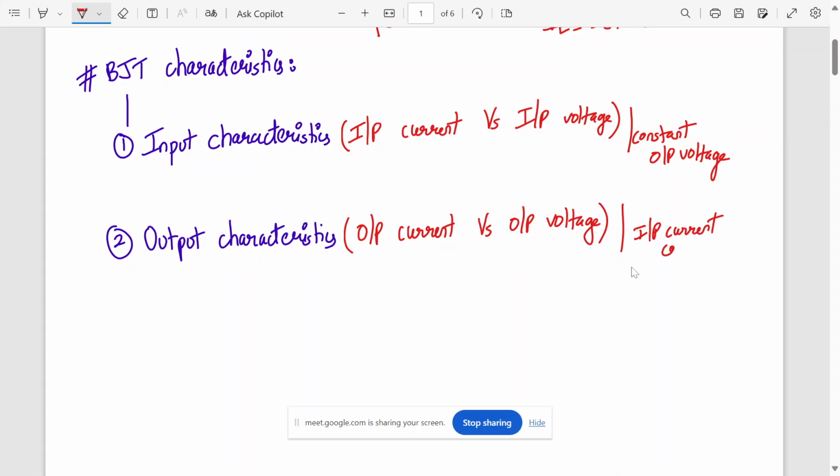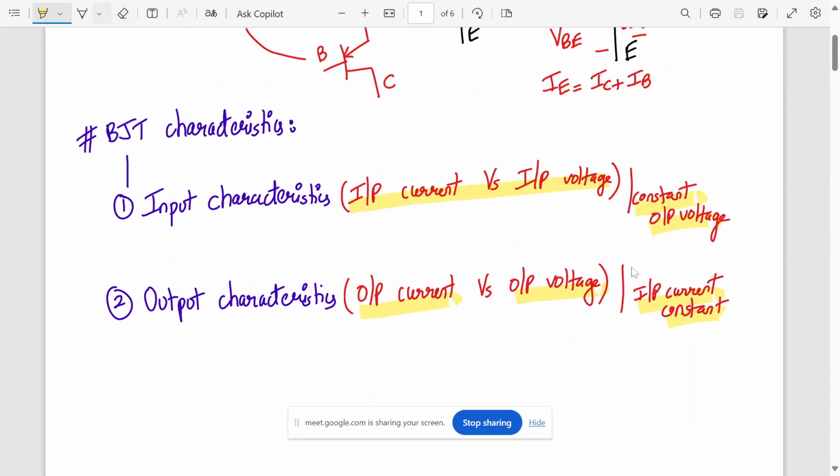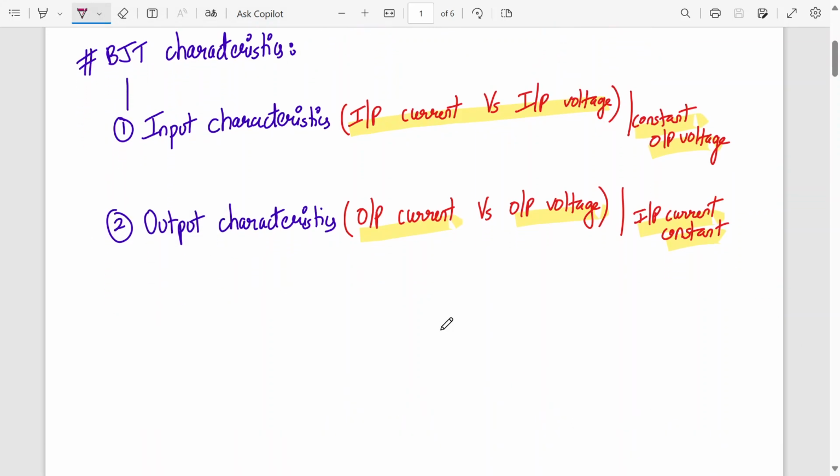So these things are common for input and output generally. Input characteristics meaning it is a graph of input current versus input voltage at a constant output voltage, and output characteristics is a graph of output current versus output voltage at a constant input current. Alright, is this understood? You have written it? I hope I can move ahead. I hope you are writing along with me. This will be a good practice for you all.